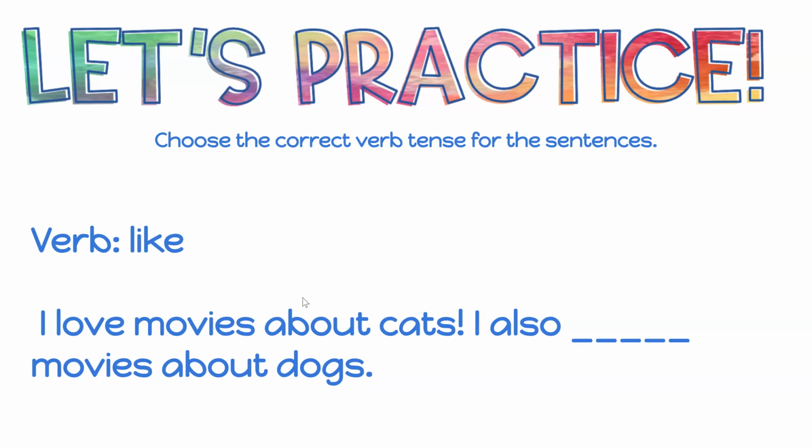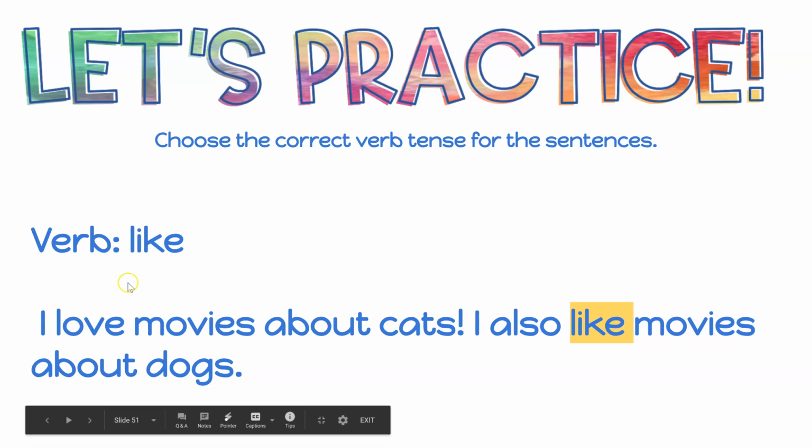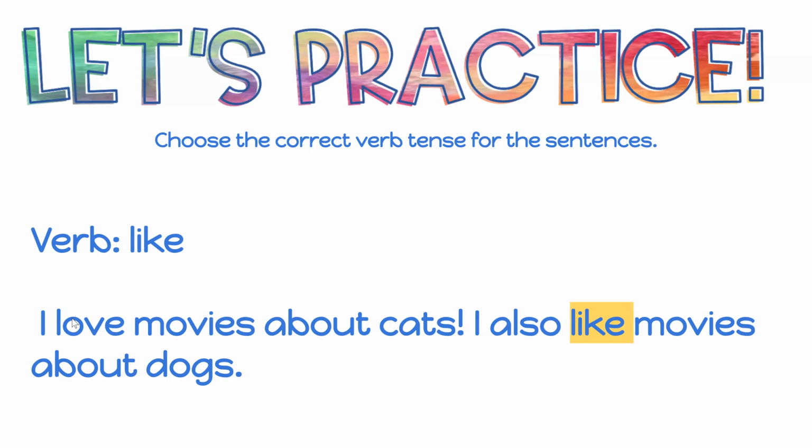Here's another one. Let's use the verb like again. I love movies about cats. I also blank movies about dogs. Can you use the proper verb tense of the verb like? Perfect. We should be using the present tense of the verb like. I love movies about cats. I also like movies about dogs. We know that because the verb love in the first sentence is in the present tense. And we want to make sure that if we start out in the present tense, we finish in the present tense for all of our verbs.